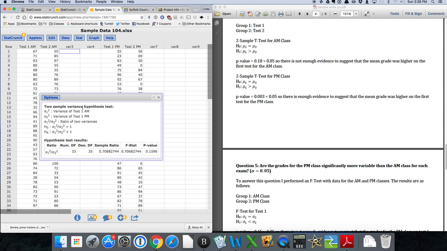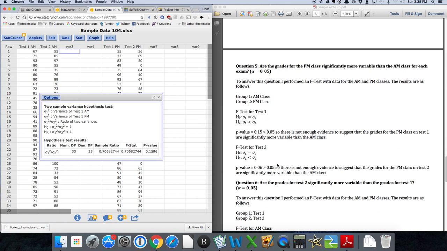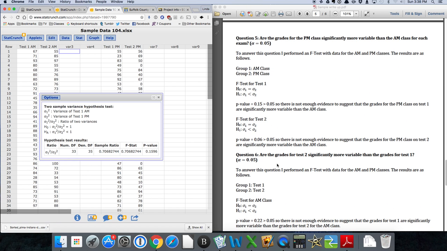Alright, so I get all of the information here, and I get a p-value of 0.15. Alright, so I come over here, I'm going to just pull this all up. I get a p-value of 0.15, which is greater than my alpha. So I can't reject my null hypothesis. There's not enough evidence to suggest that the grades for the PM class on test 1 are significantly more variable than the AM class.